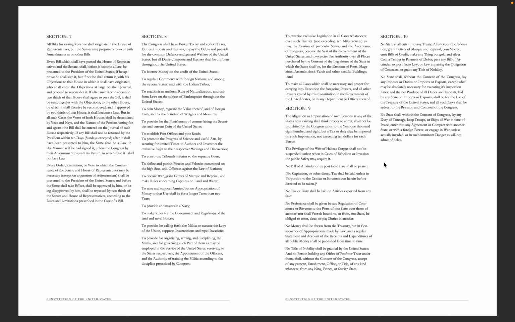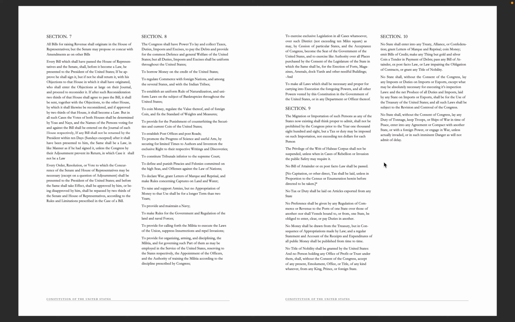"No preference shall be given by any regulation of commerce or revenue to the ports of one state over those of another." This is, again, the Constitution trying to unify the country instead of having 13 different countries all loosely tied together. It's essentially saying the United States is the country and is trying to establish federal authority over the states.